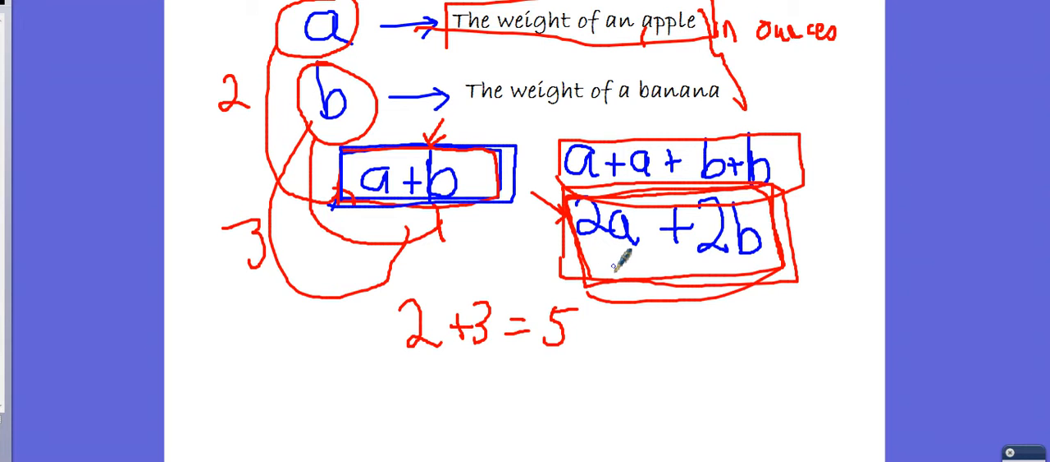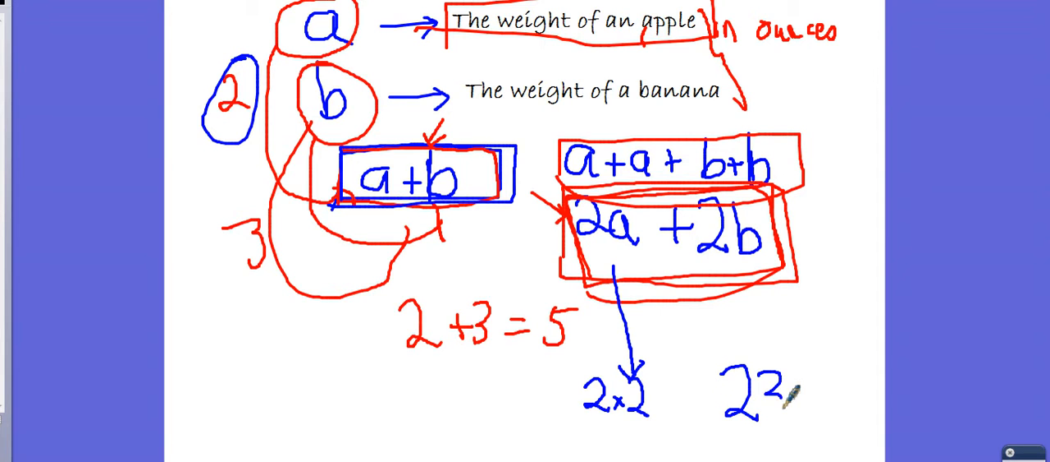If we did know what the weight of the apple is, let's say we knew it was 2, then we know that the weight of 2 apples is twice as much as 2, and we would know that the weight of 2 bananas is twice as much as 3. So we'd know that the weight of 2 apples was 4 ounces, we'd know that the weight of 2 bananas was 6 ounces, and we'd know that the total weight, I have to add them together to get the total weight, would be 10 ounces.